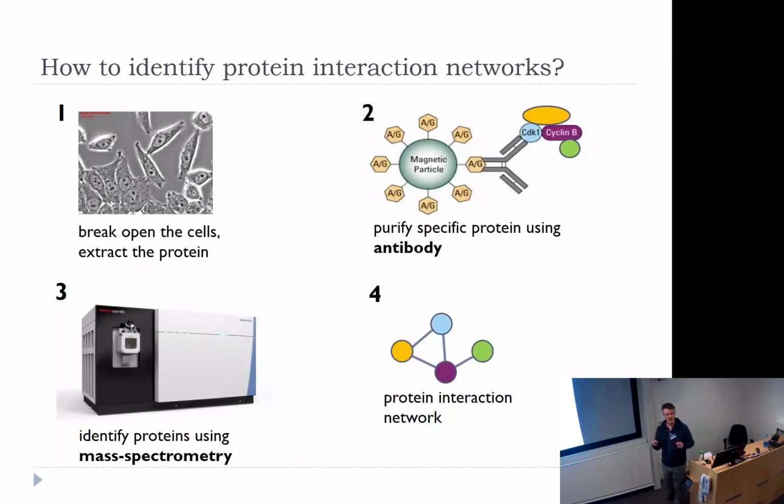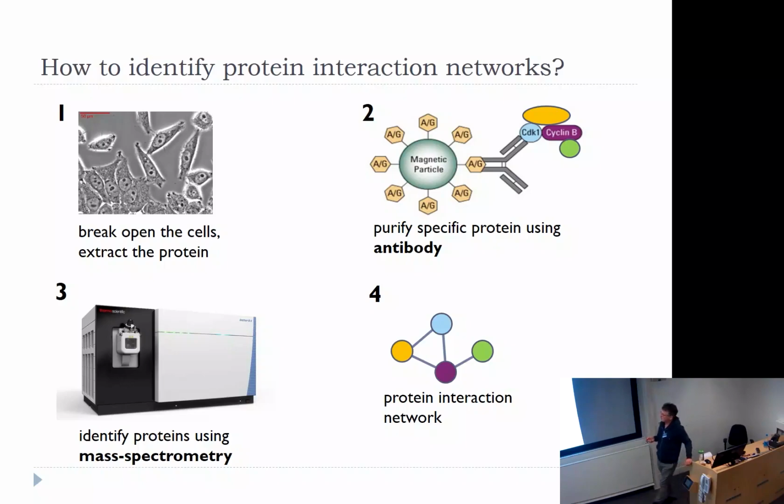I want to tell you now about how we actually identify these interactions between proteins. And this is an experiment that we do quite standardly in my laboratory. Let's imagine we have a dish of human cells. We grow human cells all the time. Here they are, growing nicely in a petri dish. What we can do is we can take those cells and break them open. And let's say we've got a question about a protein and its interaction partners.